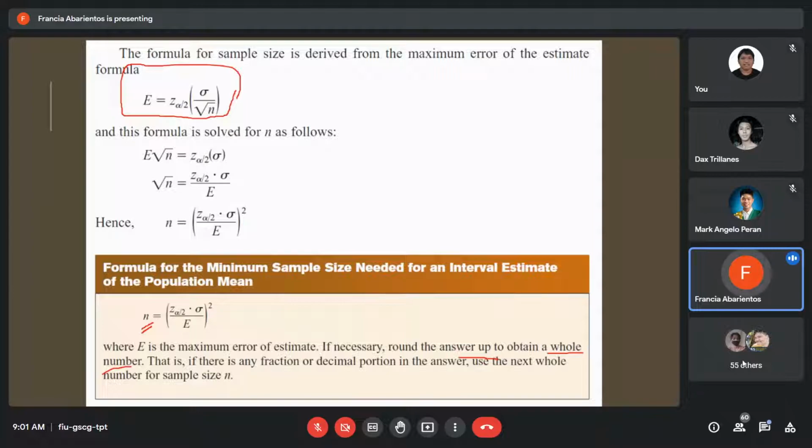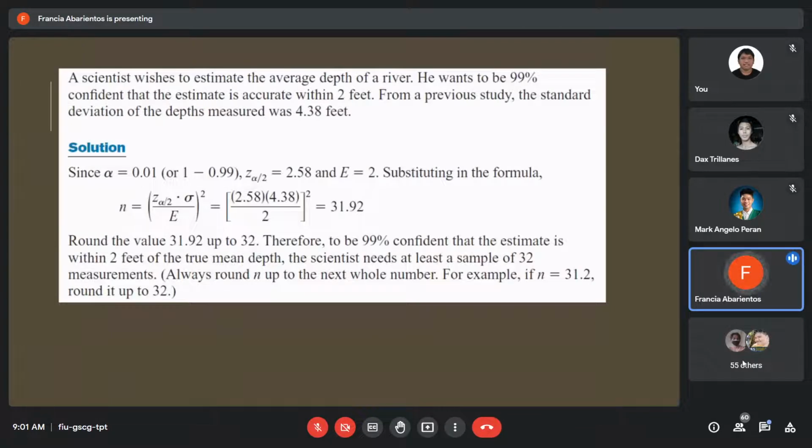Yan. So, wala naman kasi na 9.6 na data. So, dapat 10. Round up. If there is any fraction or decimal portion in the answer, use the next whole number for sample size. Okay. Yan. So, how do we get that sample size computation? We have this.